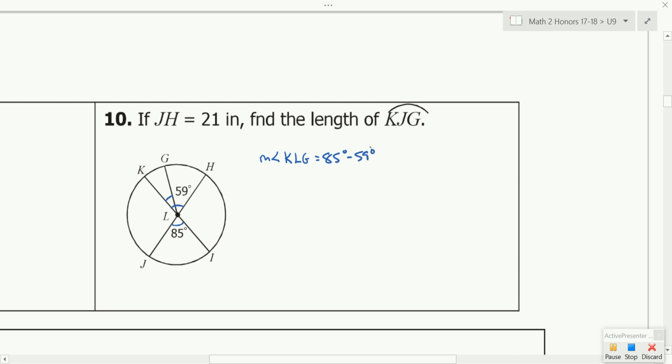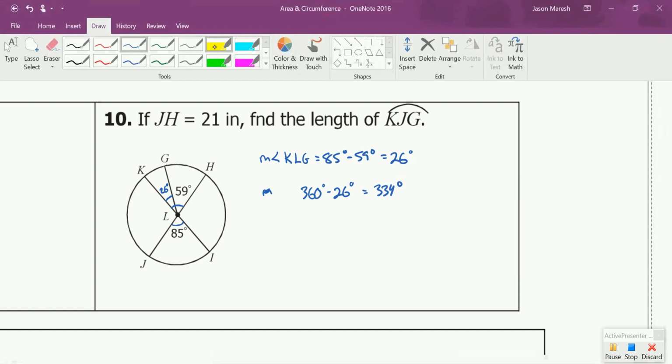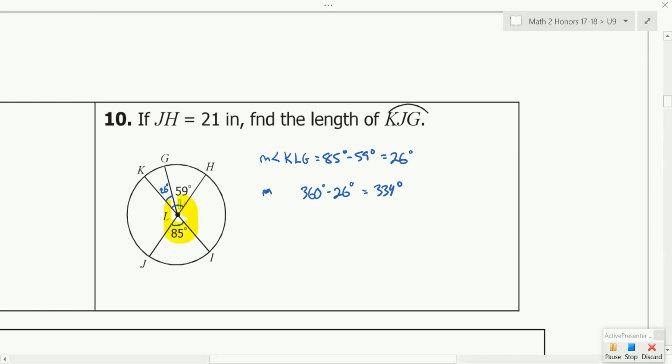Did you want to say something? Well, what did you get? What's 85 minus 59? 26. Okay, so we got 26 degrees there. And then what'd you do? So now you're looking for the measure of the bigger one, right? So not the complement, but the rest of that. So 360 minus 26 gave you 334, and I'll use a highlighter here. That's all this angle here minus that 26. So great. Now what?